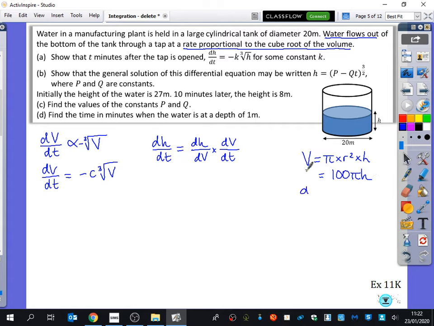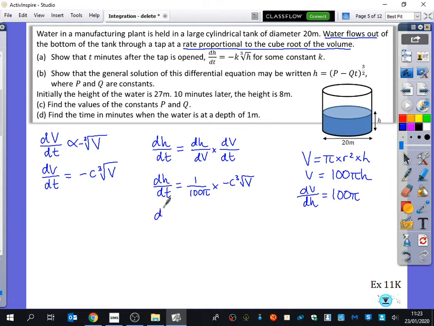So I can find dV/dh. Differentiate this with respect to h. 100 pi. That's just a constant in front of the h. So dh/dt is dh/dV, which is 1 over 100 pi, multiplied by dV/dt, which is minus c cube root V. Oh, sorry, yeah, c cube root V, not c cubed root V. Thank you for saying that.